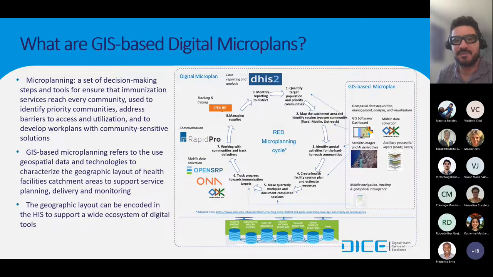There are a number of opportunities for digitization along this cycle, and we're not discussing all of them today, but the use of GIS in this cycle is generally linked to the steps related to the planning phase, where the target population is located, operational maps of the catchment areas are drawn, and service delivery strategies are optimized using geospatial data and geospatial analysis to ensure all target populations receive services.